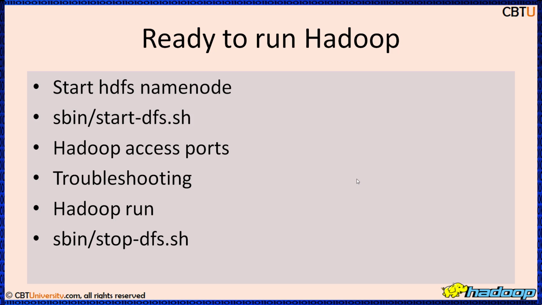Now we are all set with the prerequisites and ready to run Hadoop in a few steps. The next steps are to start the Hadoop name node and data nodes, start DFS and access Hadoop by browser, troubleshoot if any issues are there, and run Hadoop. Use stop-dfs to stop all Hadoop daemons when the task is completed or the project ends.